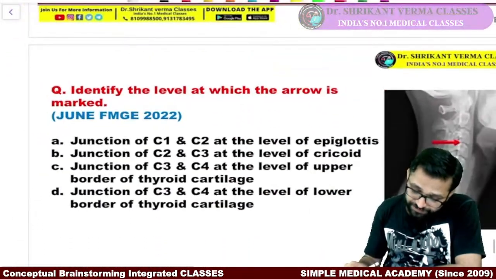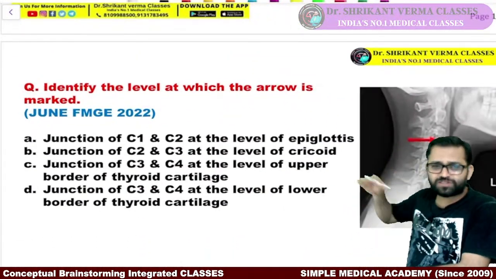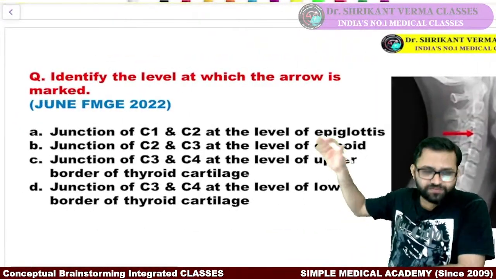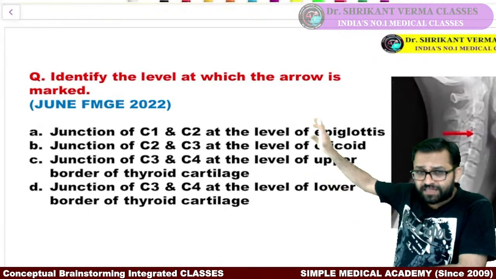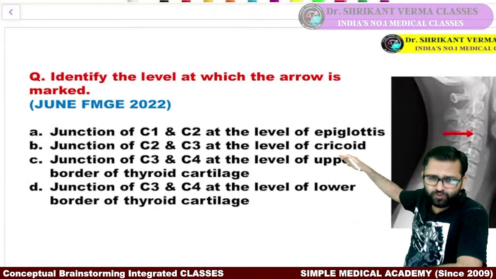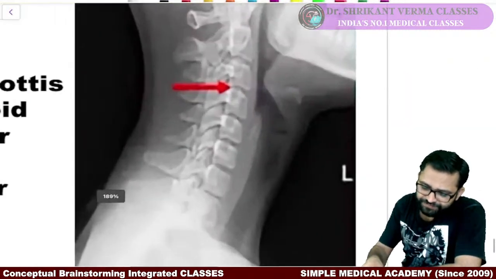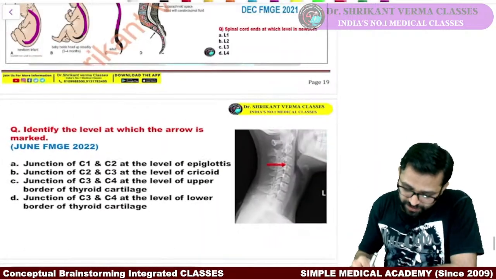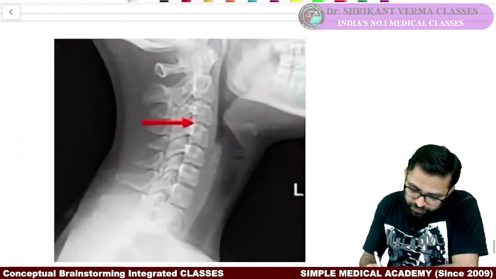Next, identify the level. This is one tricky question. See here, there are different options, C1, C2, C3, C4, C5, C6. I have not got the exact wordings till now; these are just proposed. But see here, can you see this one? Try to understand.